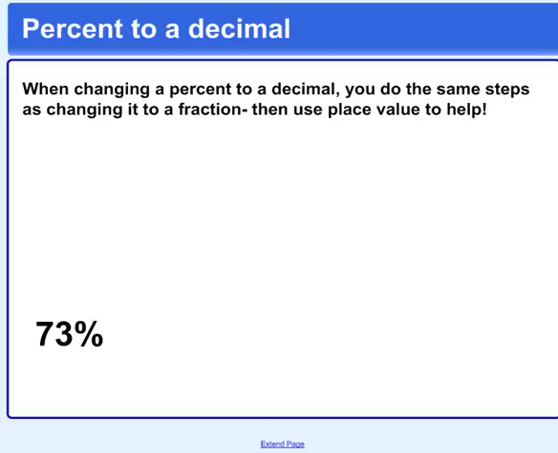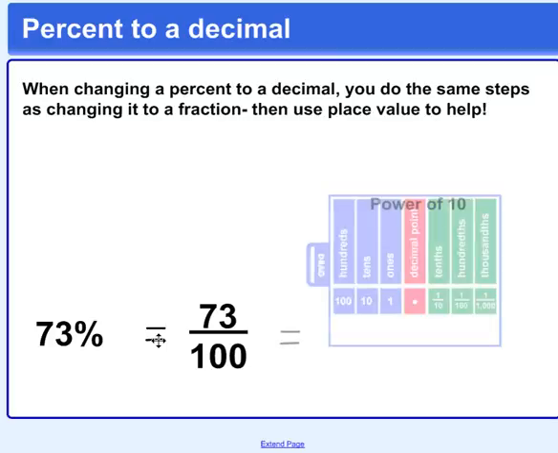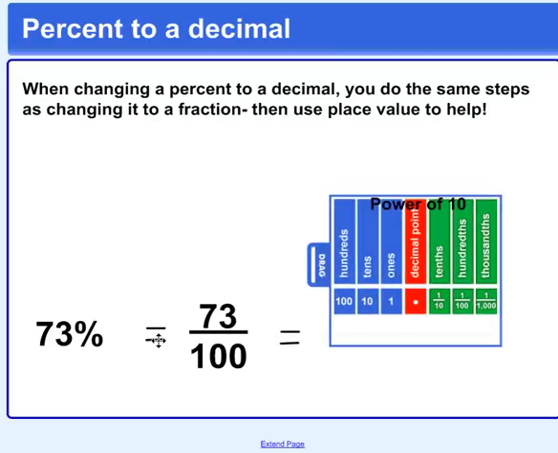Now doing a percent to a decimal, you do the same steps, change it to a fraction, and then you use place value to help. So here I would take 73% and convert it into a fraction, 73 over 100, and then I take a look at our place value chart. And so I have my power of 10, and I would think 73 hundredths is 0.73. And so that's how you convert a percent to a decimal.